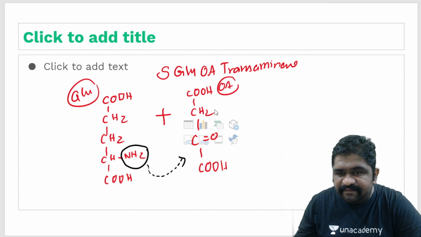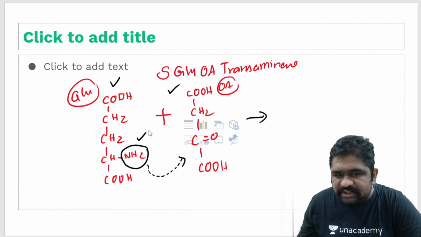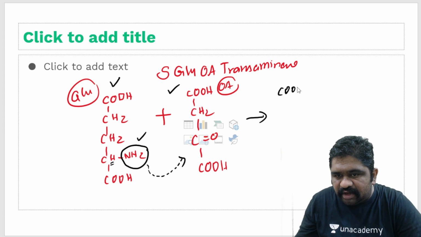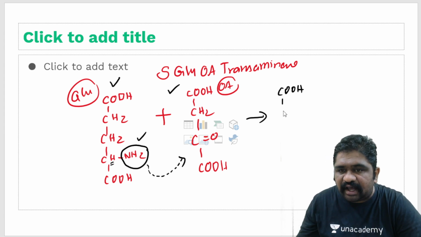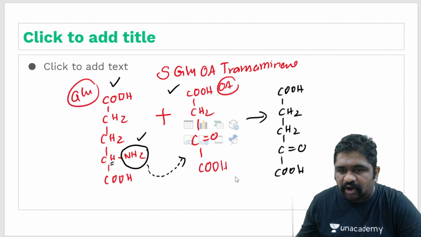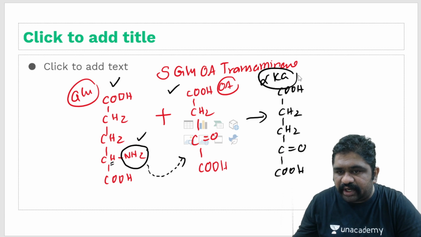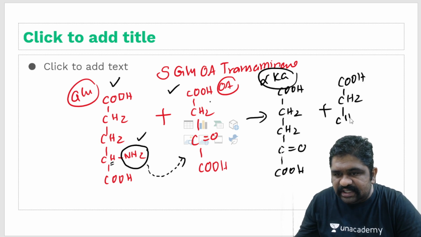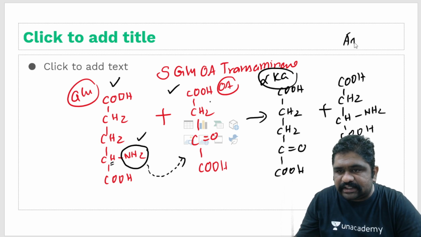So here, if I bring glutamate plus oxaloacetate together, because I lose this NH2 and this H is also lost, and an oxygen has been added, what I am left with is a glutaric acid, which is alpha keto glutaric acid. CH2, CH2, C double bond O, COOH is called alpha keto glutarate. Plus, this has gained the amino group, so it becomes COOH, CH2, CH, NH2, COOH. This is called aspartate.